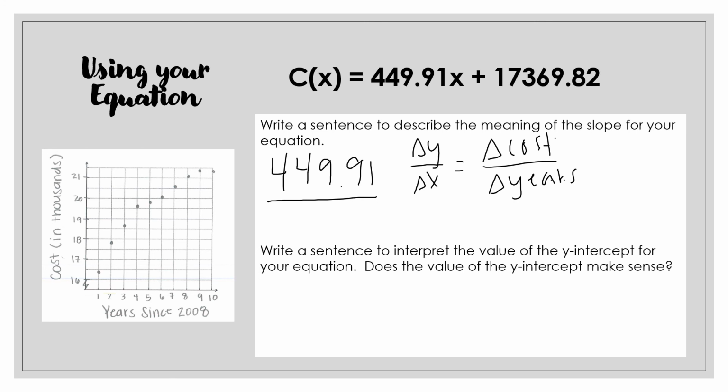So now write a sentence to interpret the value of your y-intercept. So the y-intercept from the equation is 17,369.82. Okay, so what does that mean for my graph? Well, the y-intercept is here, right? It's on my y-axis. So that's at 0. But this isn't actually year 0. This was years since 2008. So this number represents the cost in 2008. Okay, so does that value make any sense? Well, if we look back at our table, that's actually about 1,000 more than the actual amount in 2008. So it's a little bit off.